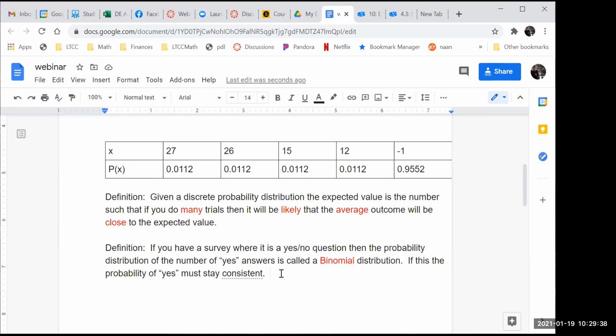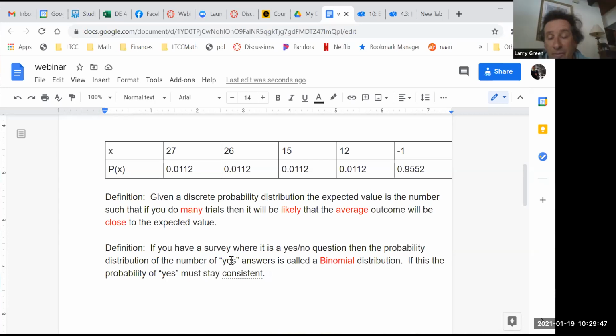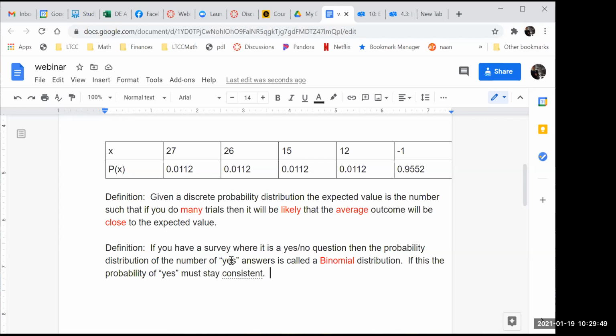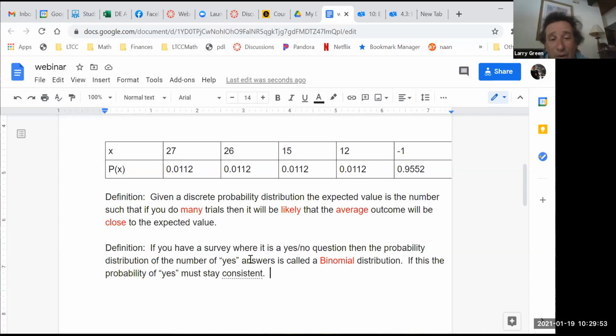Okay. I have a question. So the word binomial means two names. Why is that? Yes or no. Oh, got it. So there's two possible outcomes. And when I say yes, no answer, it doesn't have to be yes, no answer. It could be dead or alive. That's fine too. But you can always turn it into yes, no. Do you see that?